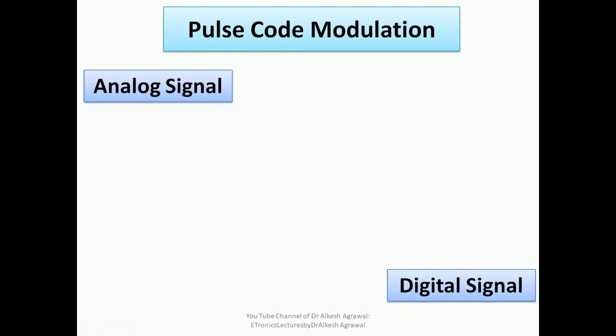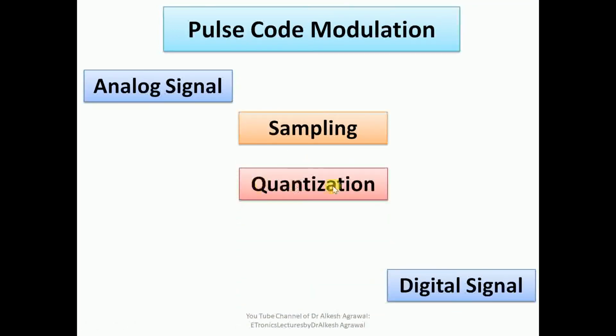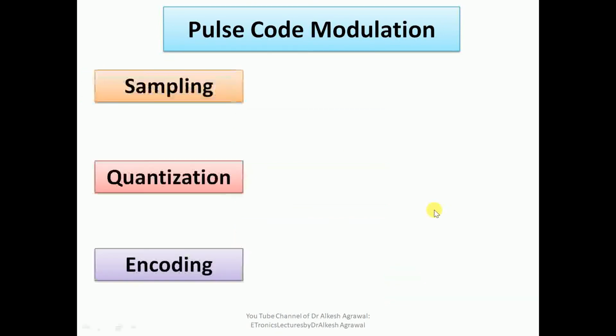So let us have a brief discussion about pulse code modulation. Suppose we have an analog signal. This analog signal can be converted into a digital signal through different processes. The first is the sampling process, the second is quantization, and the third is encoding. With the help of these three processes, an analog signal can be converted into a digital signal. In the subsequent slides, we'll discuss what is sampling, what is quantization, and what is encoding.